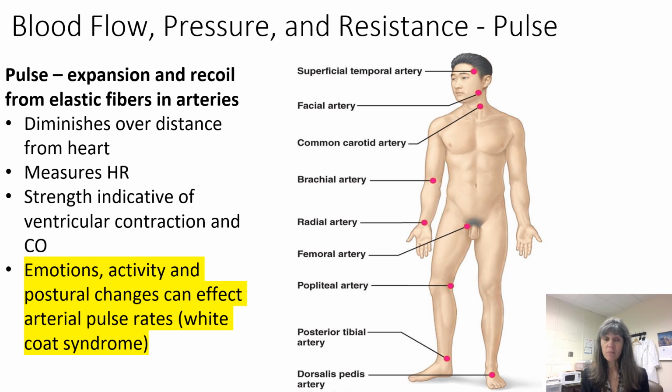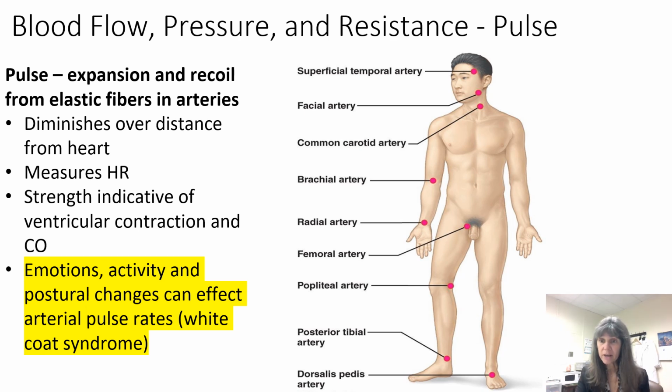The strength of a pulse is indicative of ventricular contraction and cardiac output, and other things can affect arterial pulse rates like emotions, activity, postural changes. Those can all affect heart rate, therefore they can affect the rate of the pulse.